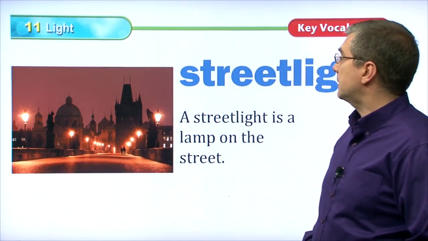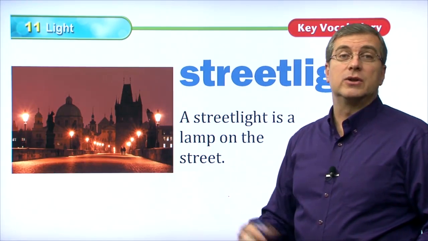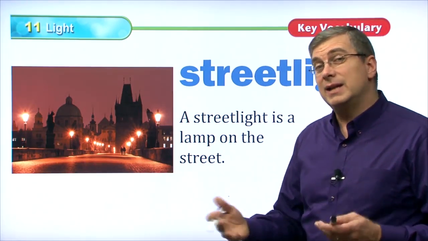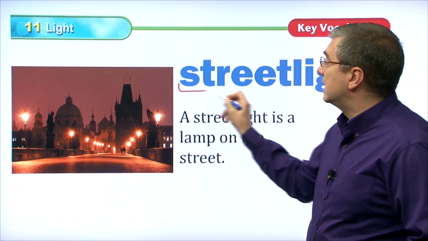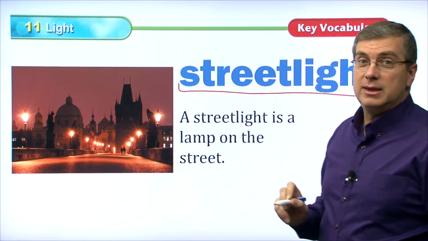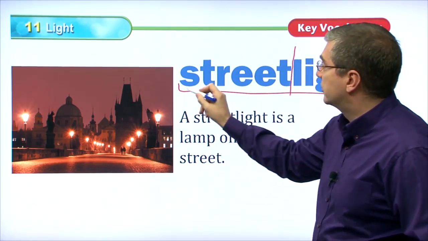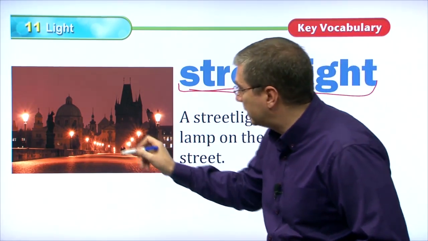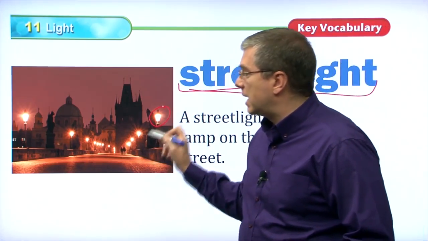Okay. At night, it's very dark. The sun is gone. There's no sun. So we need light to see by. Many cities will put street lights in their cities. Street light, of course, is two words. Street, this is a street. And of course, light, this is a light. So this is a street light.